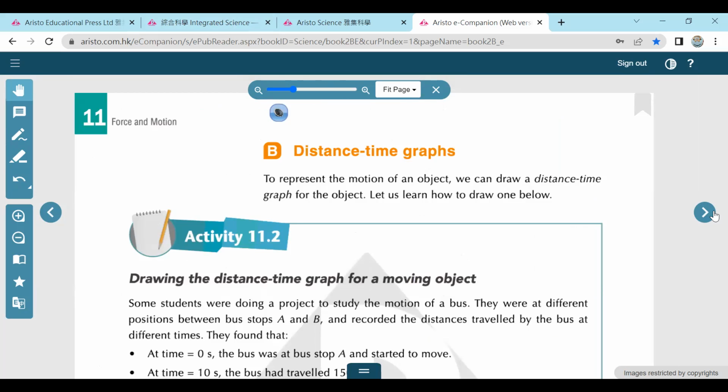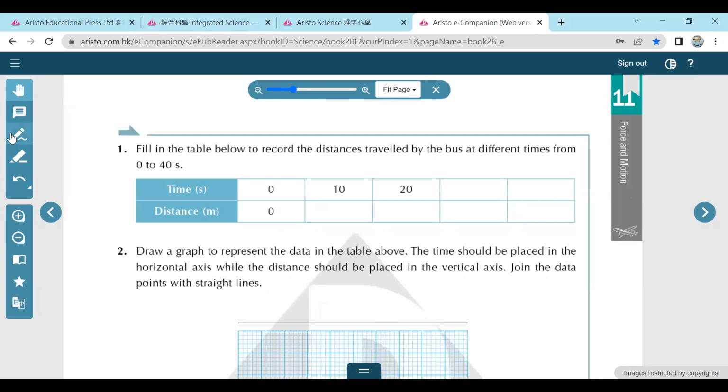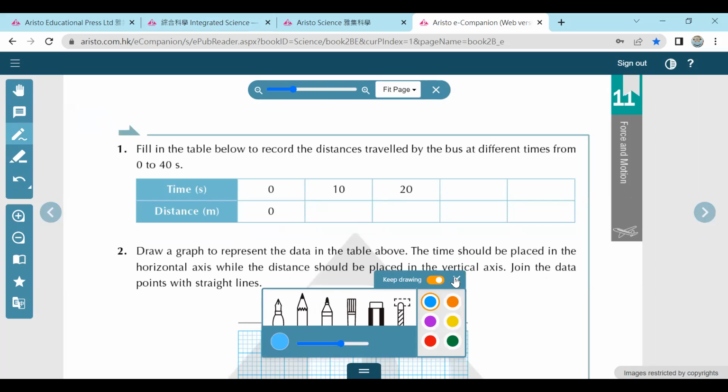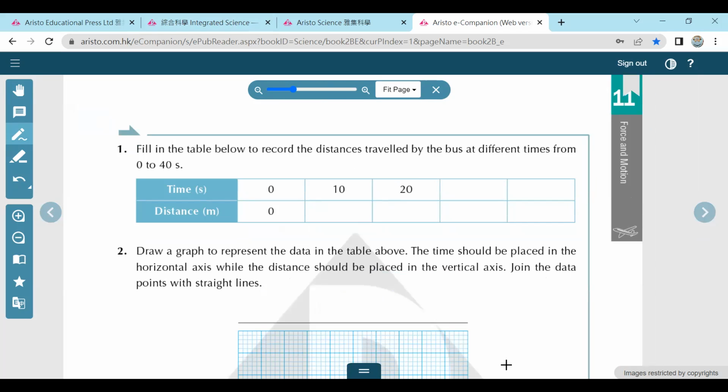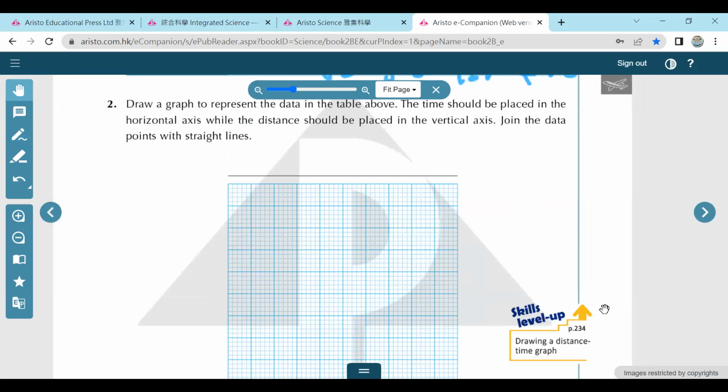Turn to the book, page 163. Please use the table below to record the distance traveled by the bus at different times from 0 to 40 seconds. At 10 seconds, the bus has traveled 150 meters. At 20 seconds, 300. At 30 seconds, 450 meters, and also 450 meters at 40 seconds. Okay, draw the graph by yourself. I won't do it.